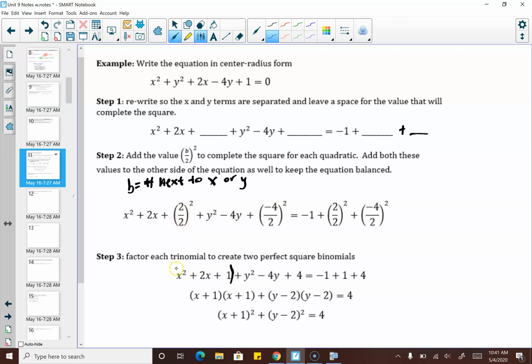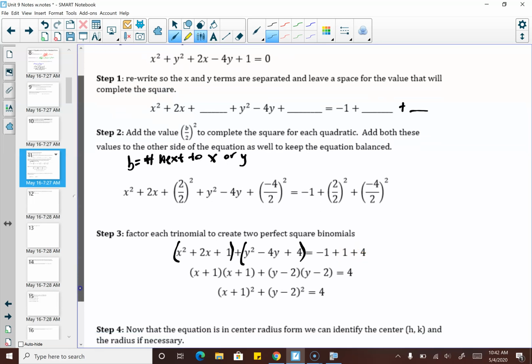And I like to wrap all my stuff having to do with x's in a parenthesis. Negative 4 divided by 2 is negative 2. Negative 2 squared is 4. So there's our plus 4. And you'll notice we have a plus 1 and a plus 4 on the other side.